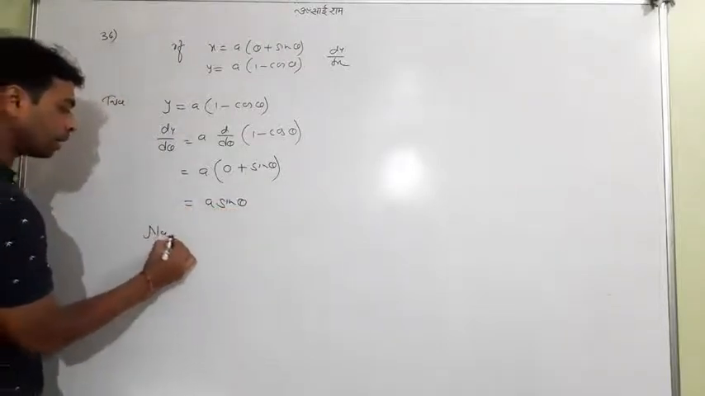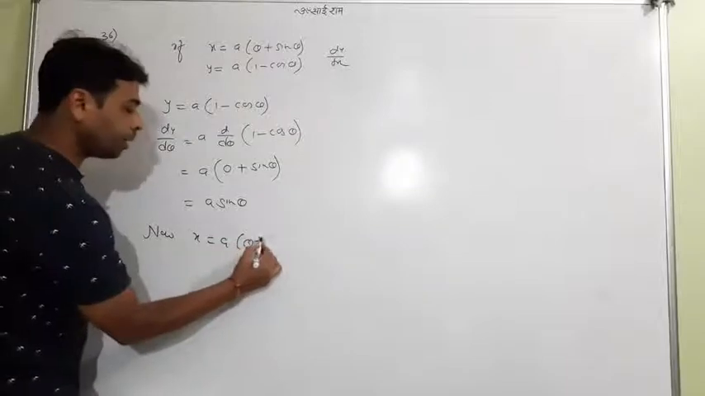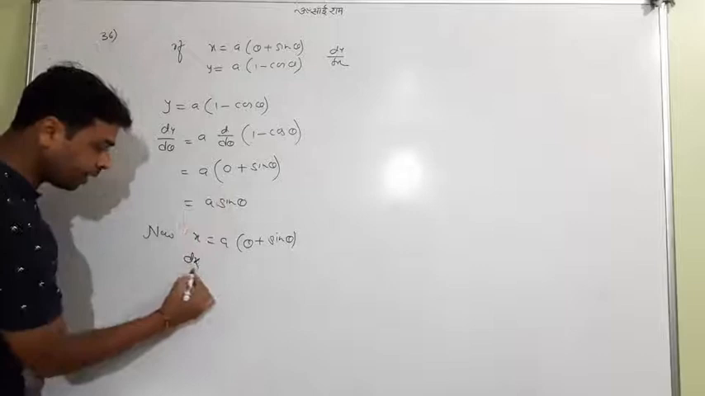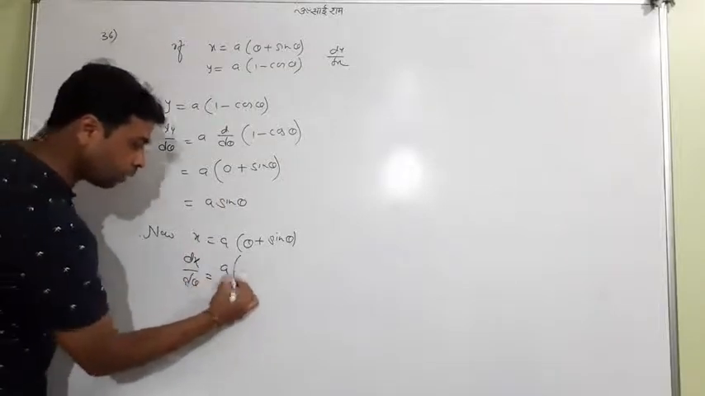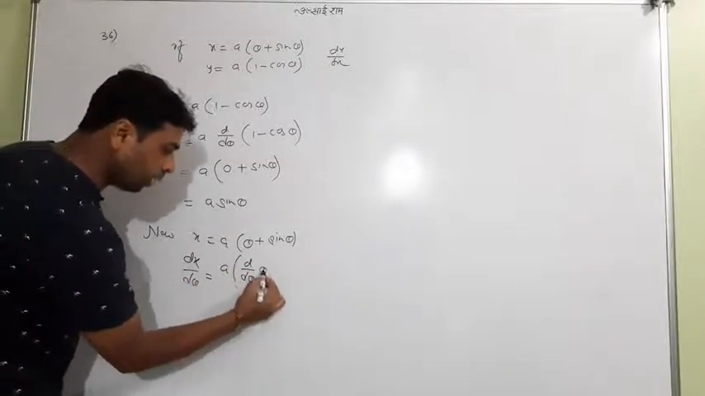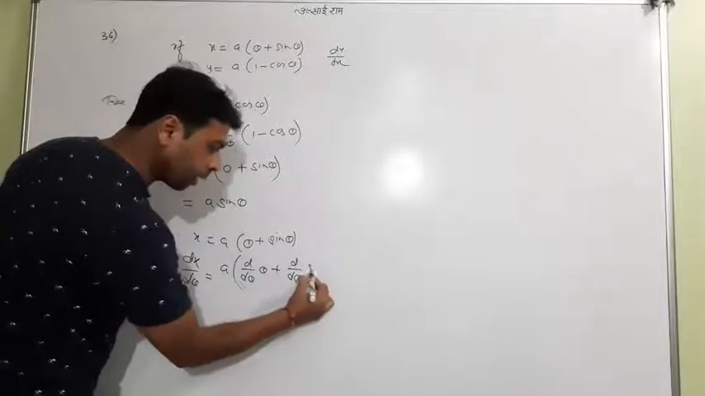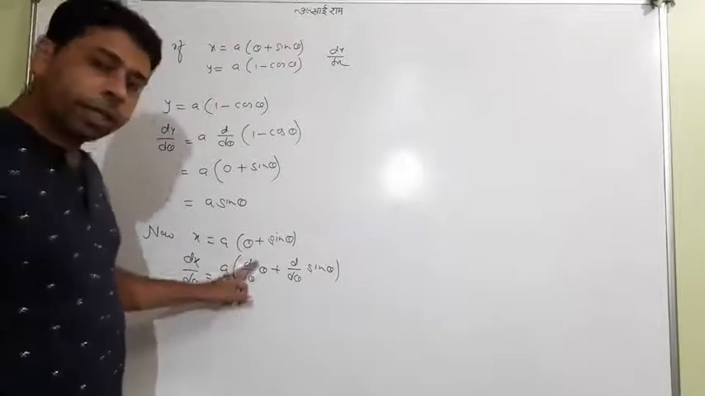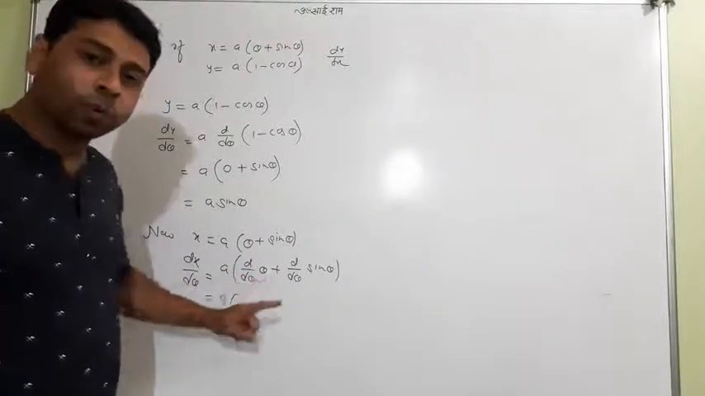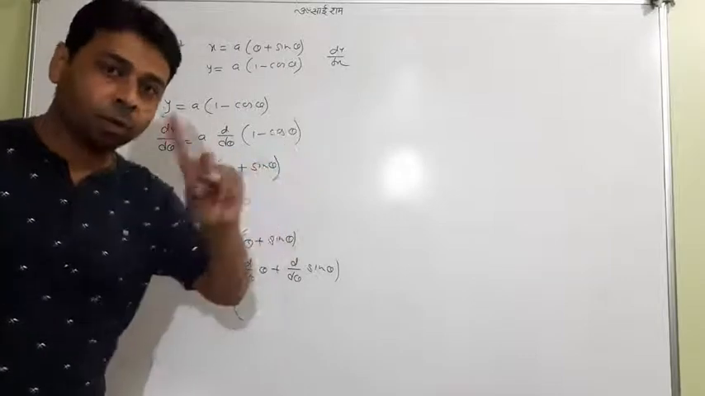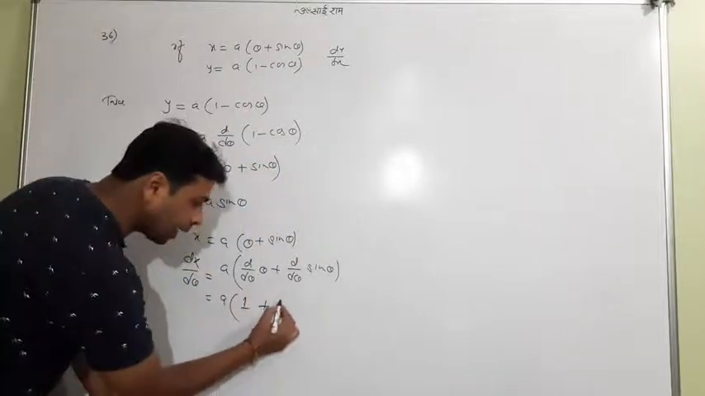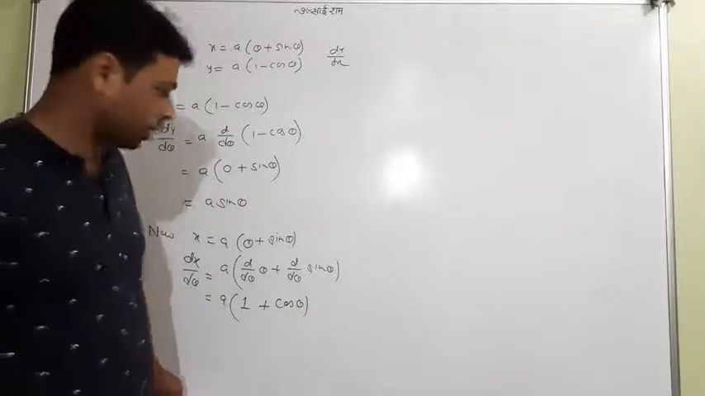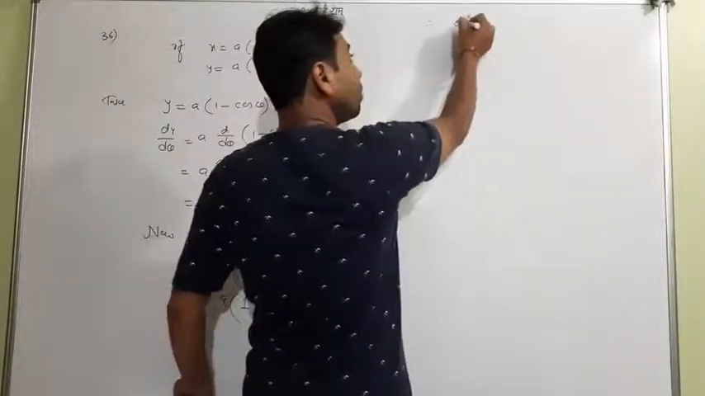Now go with x. So x equal to a (theta plus sin theta). So dx by d theta is going to be here. a is a constant value, d by d theta of theta and d by d theta of sin theta. Very interesting. Don't get confused. As in your habit, d by dx of x is 1. Same, d by d theta of theta is 1. And sin theta has the differentiation cos theta, just as sin x gives cos x. After finding these two, what remains?